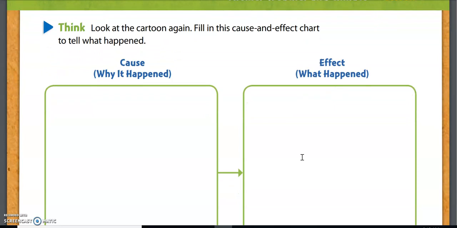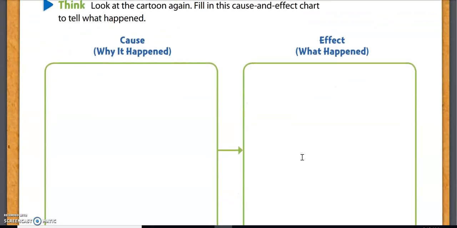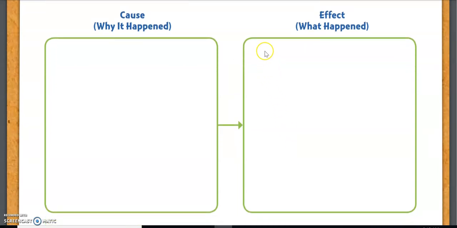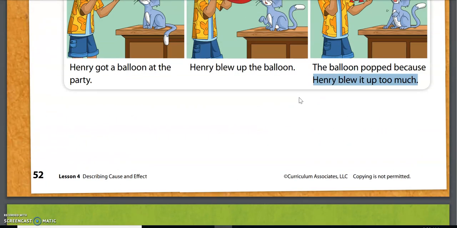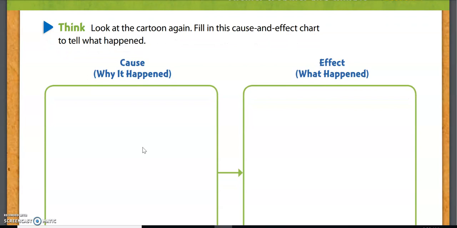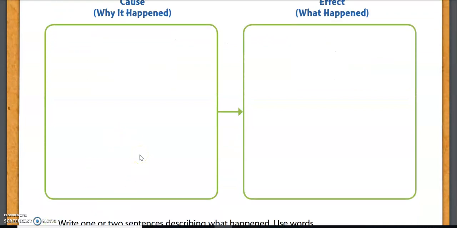Now, in your packet, let's go to this page. We're going to revisit the cartoon again. Fill in this cause and effect chart to tell what happened. So, in this section, what actually happened? As we know, we see that the balloon popped. That is our effect. The balloon popped. But let's go back and revisit. Why did the balloon pop? Take some time to fill out why the balloon popped in this section.